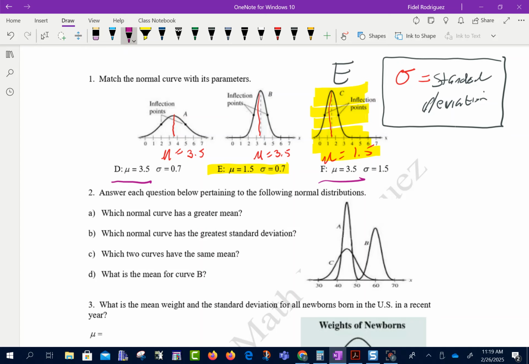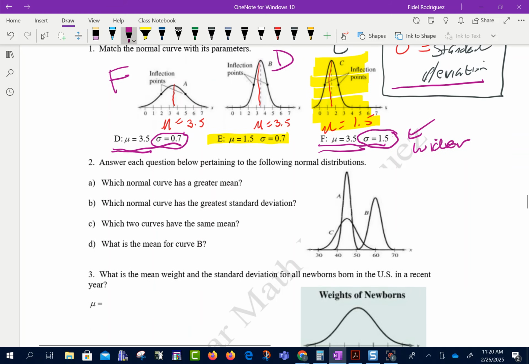So the bigger my standard deviation, the wider my graph. Okay, so I know that D and F both have averages of 3.5. But if I look at my standard deviation here, that's 0.7. If I look at this one, this is 1.5. Since this number is bigger, this is going to be my wider graph. So this has to get matched with F, and that's going to have to get matched with D, okay? Because it's more narrow.